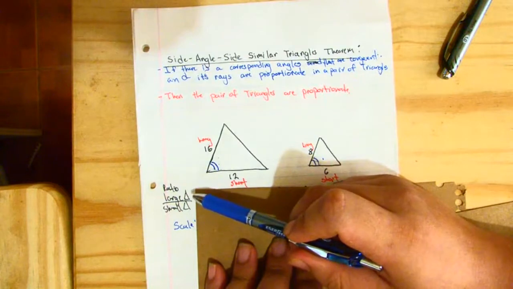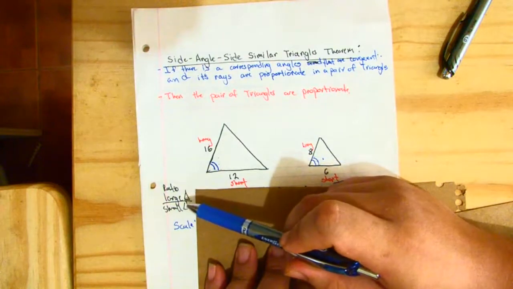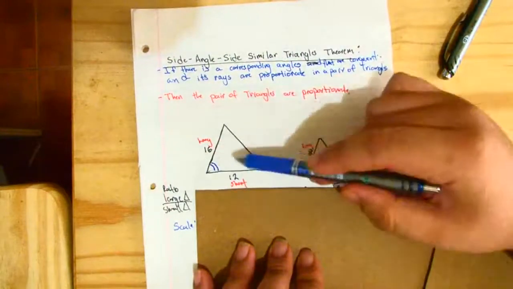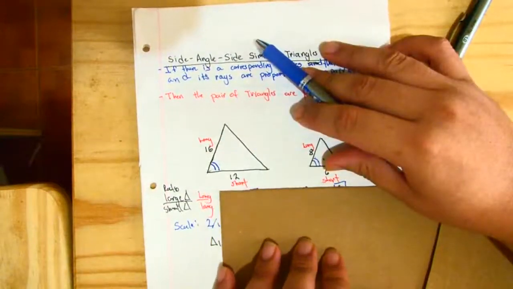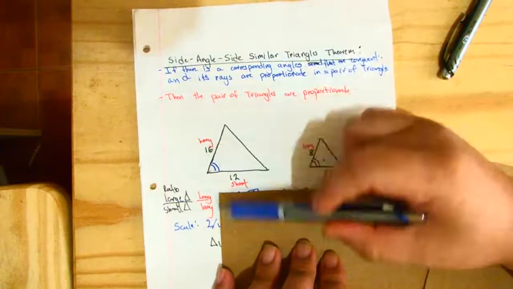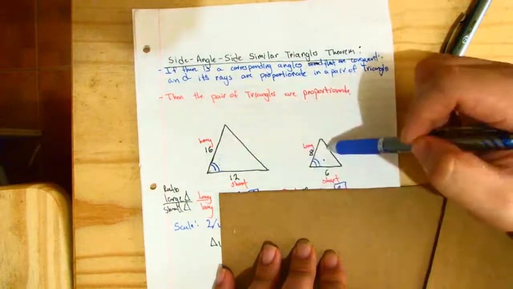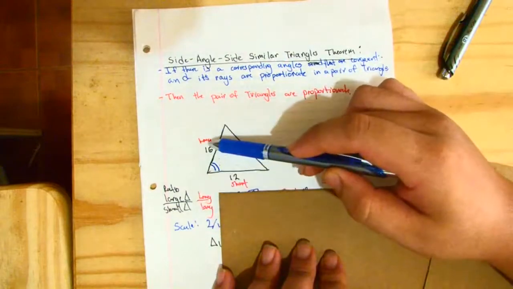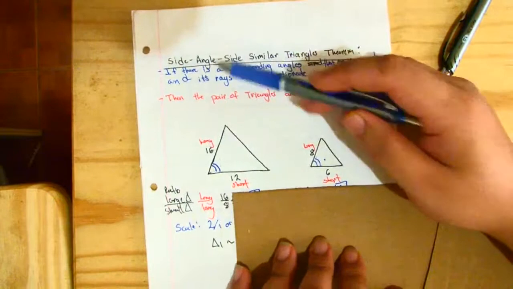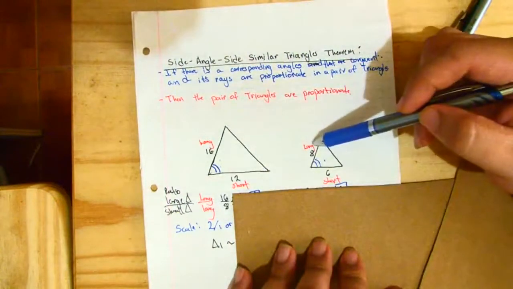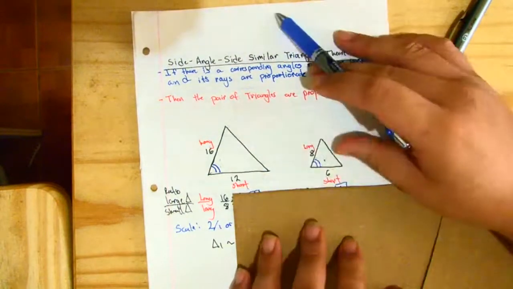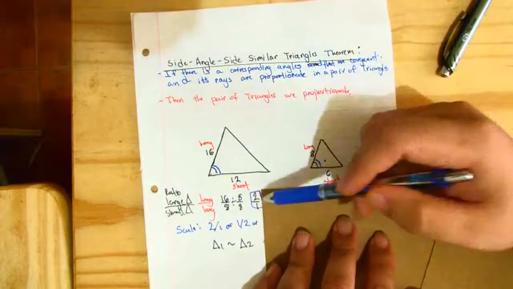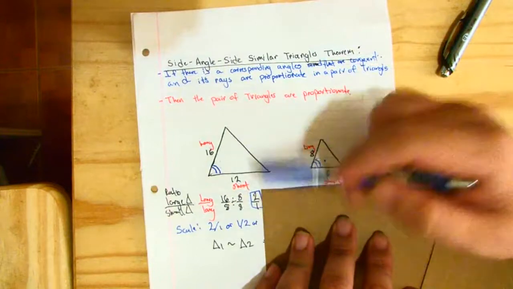What we're going to be doing now is large triangle over small triangle. So the values will be determined by what we're comparing. First we're going to compare the long legs, or long sides, of both triangles. The value of the large triangle's long leg is 16, and the value of the small triangle's long leg is 8. Here I can divide 16 and 8 by 8. 16 divided by 8 is 2. 8 divided by 8 is 1.